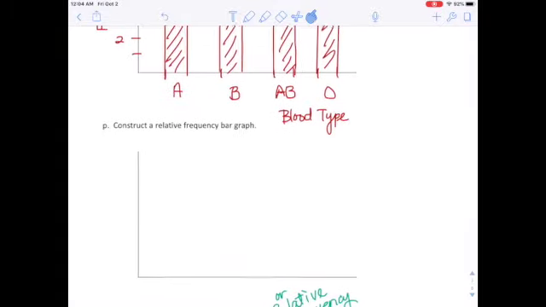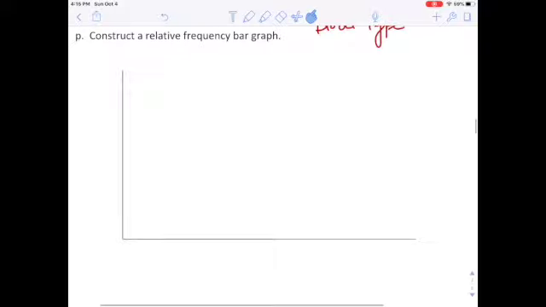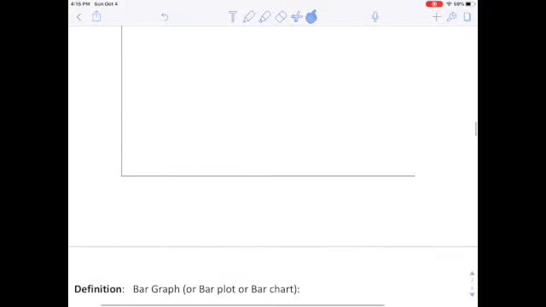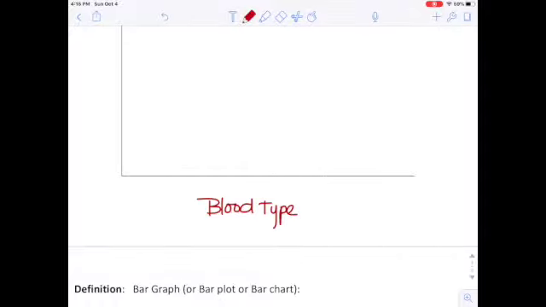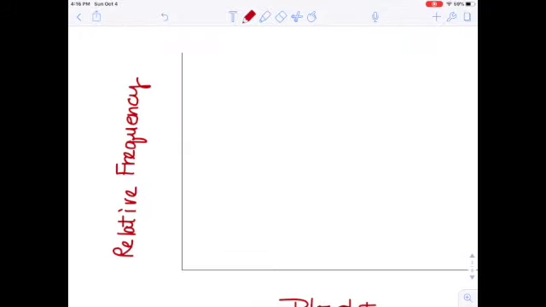The next one is to construct a relative frequency bar graph. Before we do that, we are going to put an x-axis title on the bottom, and that's going to be the same thing. I like to put blood type right here. On the side is going to be relative frequency. We recognize the numbers we used before. The highest decimal is about 0.33. Because of that, I'm going to go as high as 0.4.